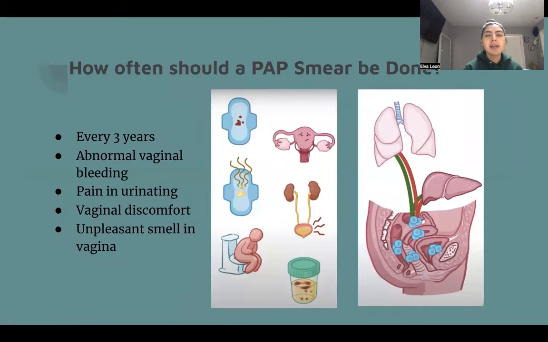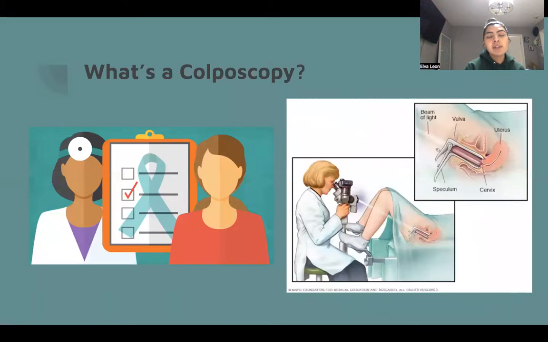How often should you get a PAP smear done? It's recommended to get it one time every 3 years, especially if you're experiencing abnormal vaginal bleeding, pain urinating, vaginal discomfort, or unpleasant cells. It's important to get tested because this can spread to surrounding organs such as your uterus, bladder, even your lymphatic and circulatory systems.